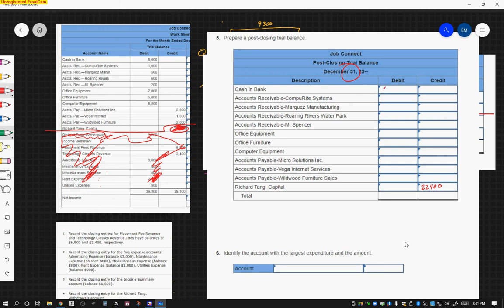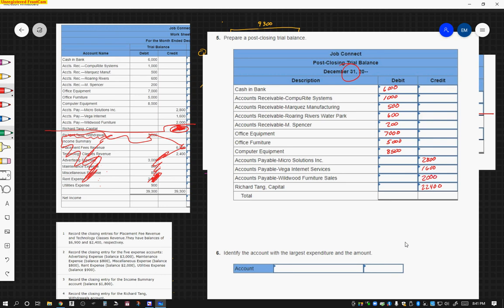So cash in bank, $6,000, 1,500, 600, 200, 7,000, 5,000, and 8,500. Our payables were 2,800, 1,600, and $2,000.